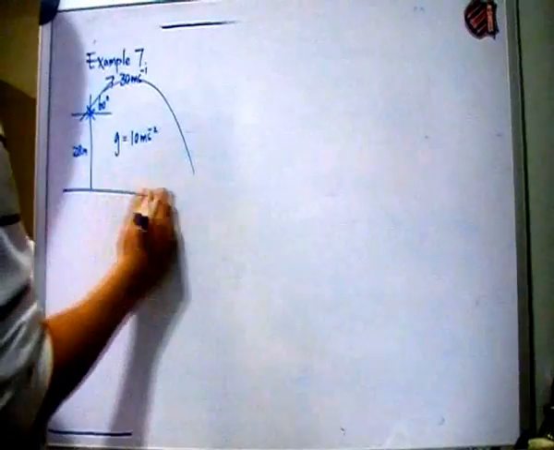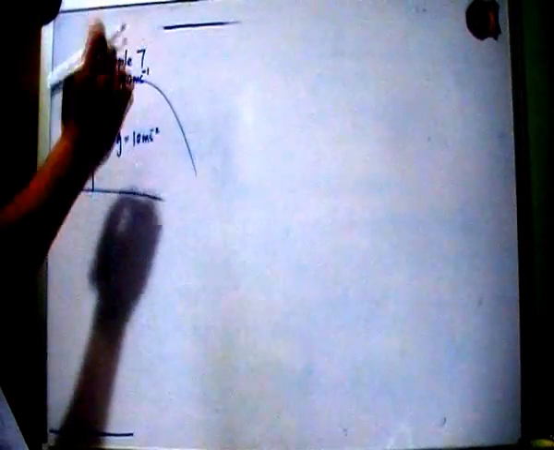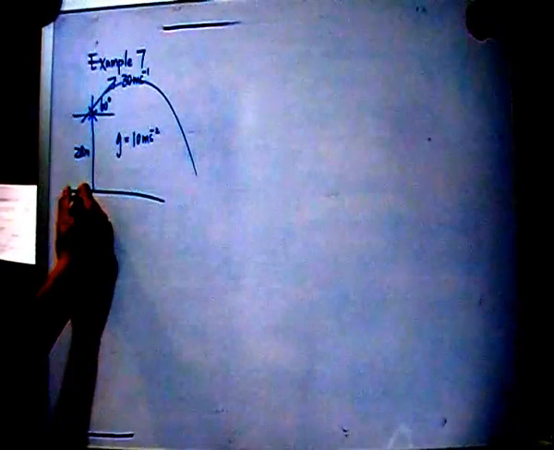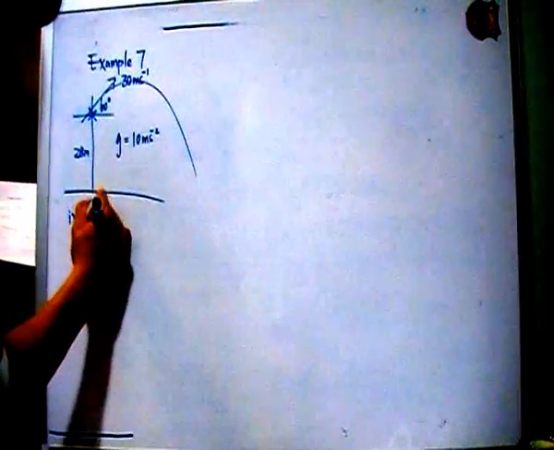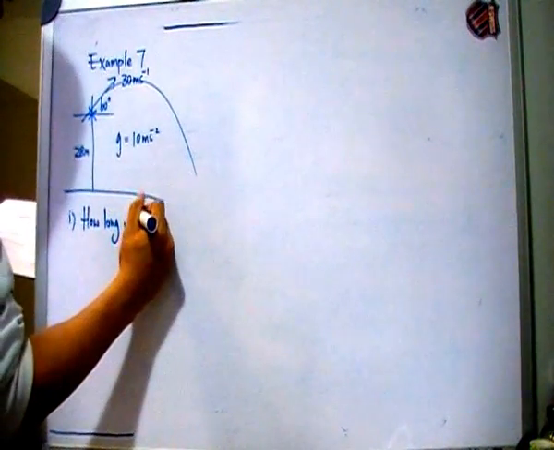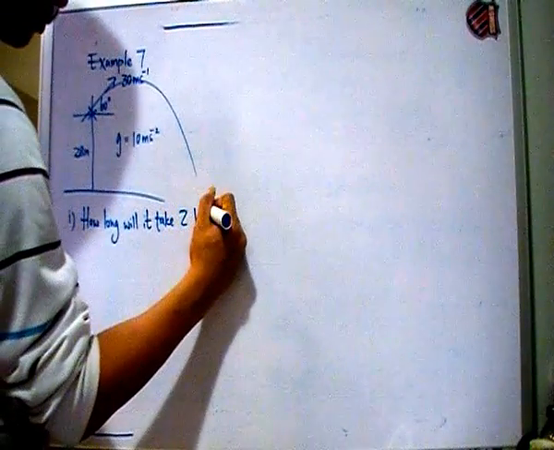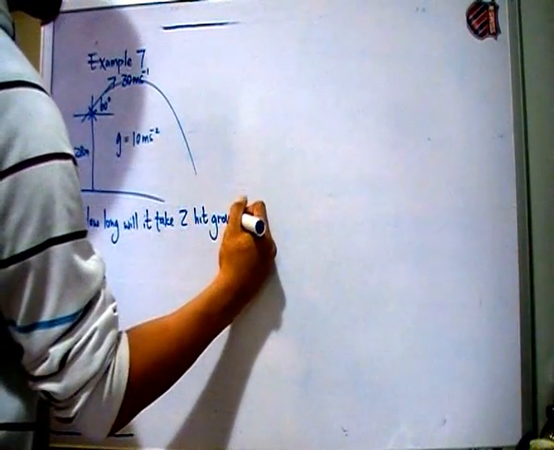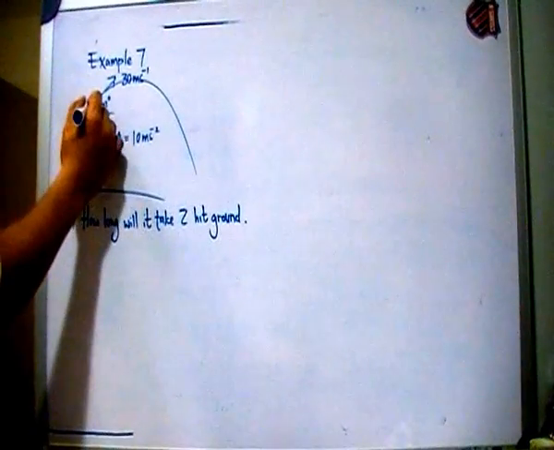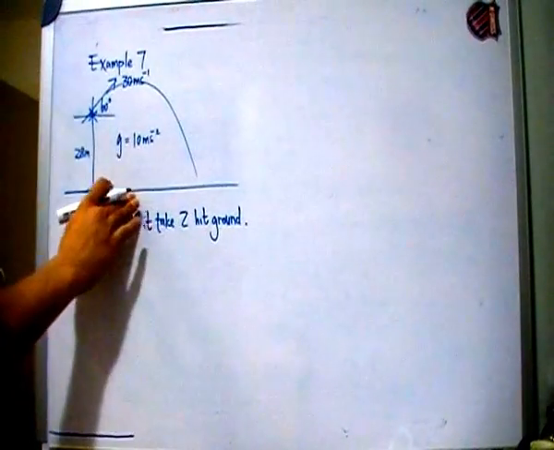So here it is. We've got something that's elevated. You will get questions like that where it's elevated. Question 1 will ask you how long will it take to fall on the ground? In other words, you're trying to find the time it takes this projectile to land at y equals 0, wherever that may be.